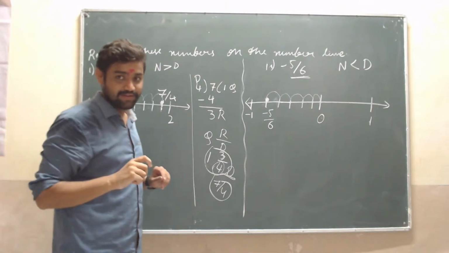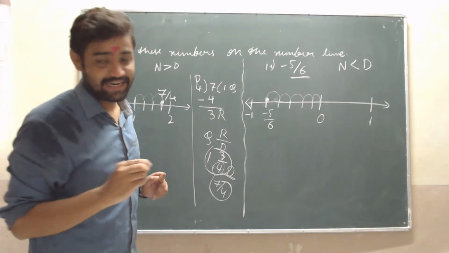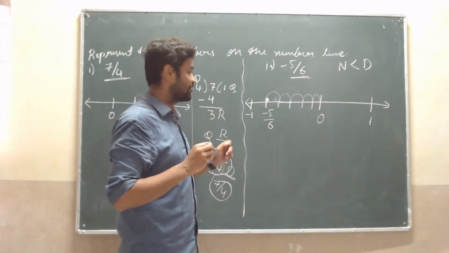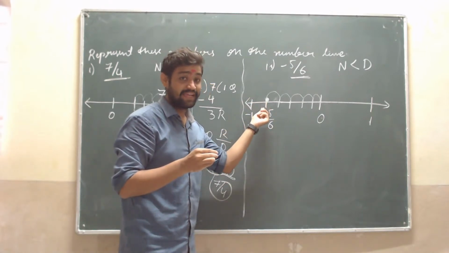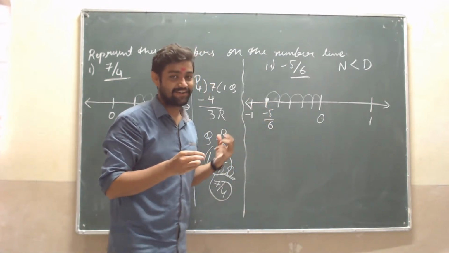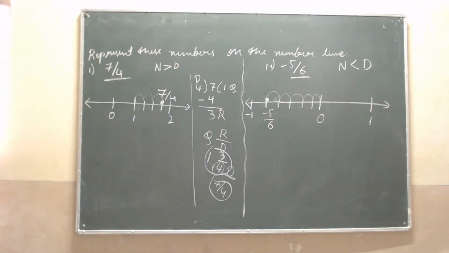Very good. Many of them are giving correct answers, and I will appreciate them. Okay, this minus 5 by 6 is indicated here on the number line. Take a screenshot of this and move to the next question we have.